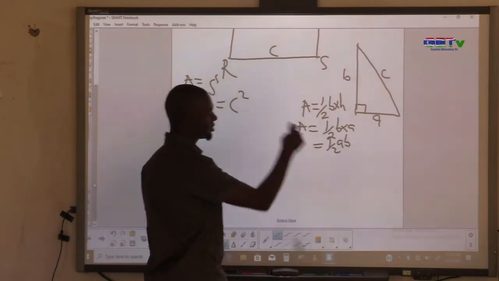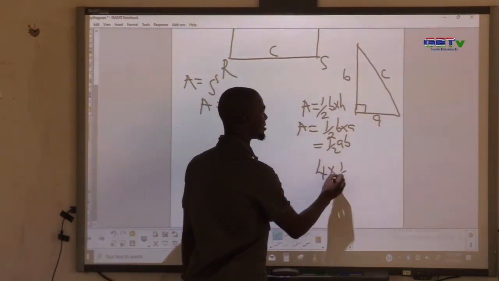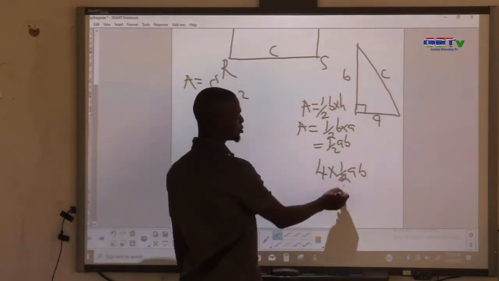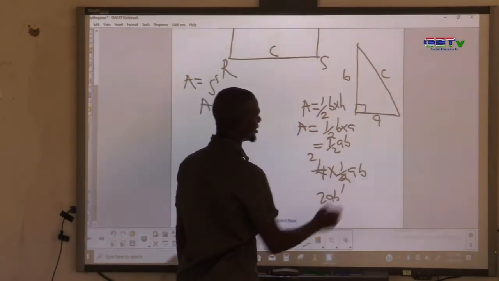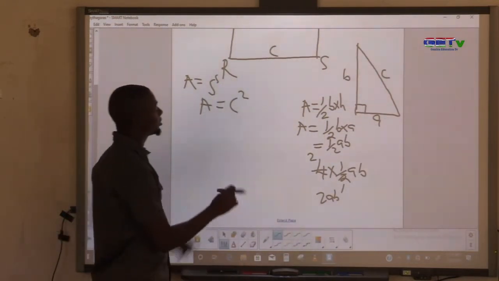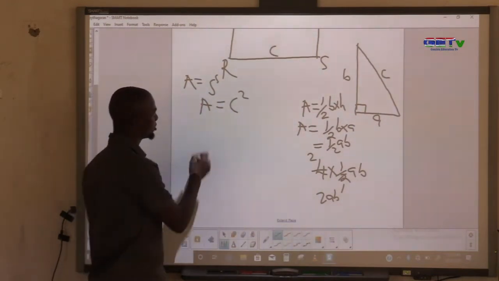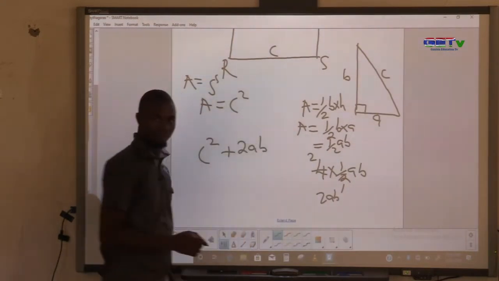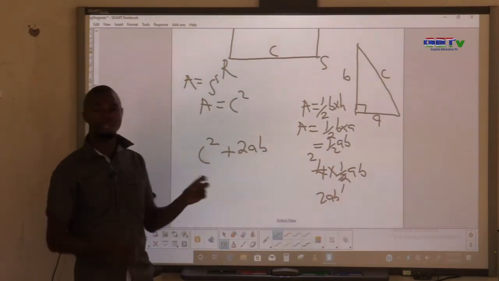So meaning the area of all the triangles will be 4 times half AB. So you will have 2 goes into 4 twice. You have 2AB as the area of the 4 triangles in the big square. Now, the area of the square using the triangles and the tilted square is going to be C square plus 2AB. C square plus 2AB is the area of the tilted square and the 4 triangles together.